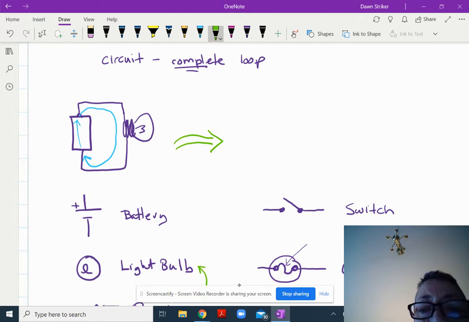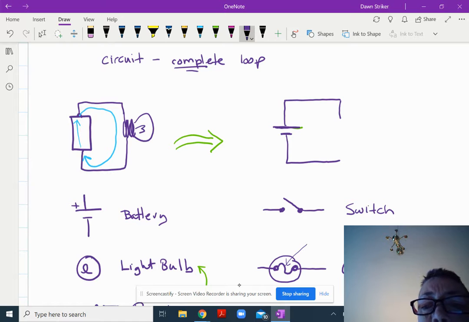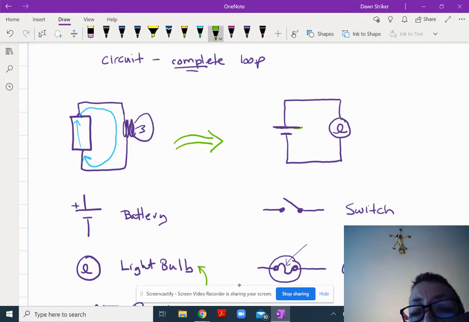In place of the battery, I'm going to put, oops, I want to be using purple, a long side and a short side. Here's my wire. And I'm going to draw the bulb to look like this. Okay, so there is my schematic. This means the same thing. You're going to see this kind of circuit drawing in your homework. Out of the positive side and into the negative side, that's the way current flows.